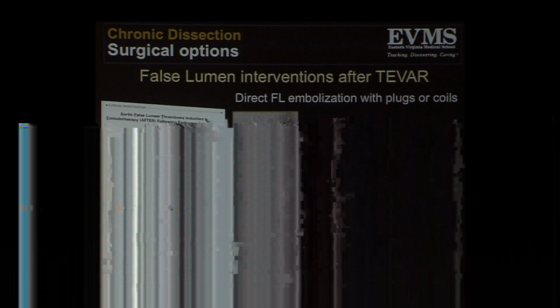Occasionally, we do direct false lumen interventions after a TVAR, and this is a patient that had, you can see, the TVAR is done, looks beautiful. However, look at the amount of retrograde perfusion up that false lumen. It was going all the way up. If you treat a patient with a rupture, for example, you really cannot tolerate that, and you'll need to obliterate this.